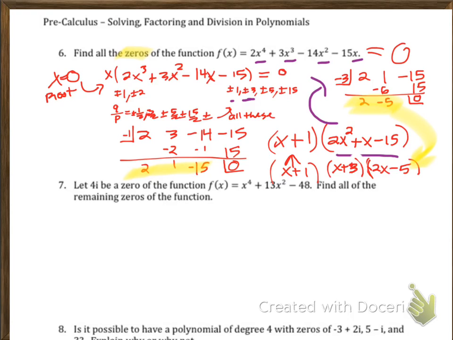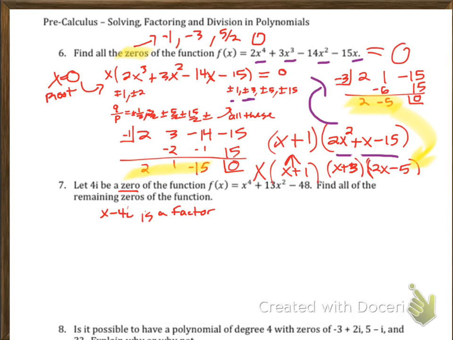Look what we got. x plus 1 times x plus 3 times 2x minus 5 makes that original function. Remember, we factored out an x early on, so that x also goes out front. That's your original function if you multiply those out. Okay, so there you go, and our roots are -1, -3, 5/2, and of course 0. Don't forget that one. And on to number 7.